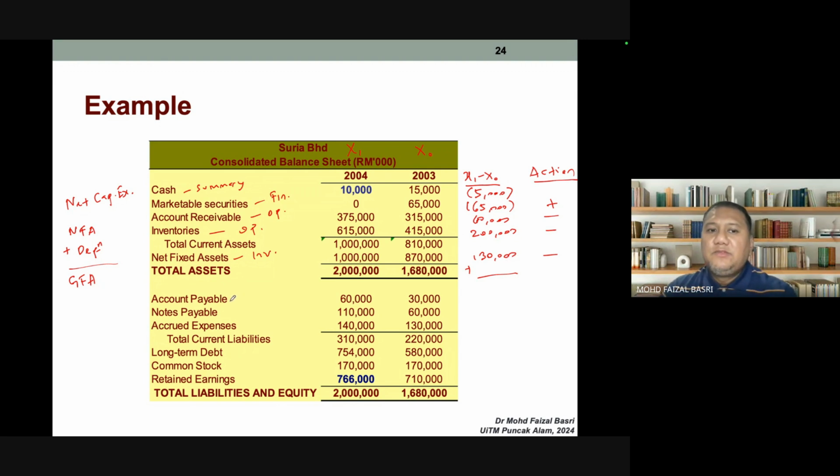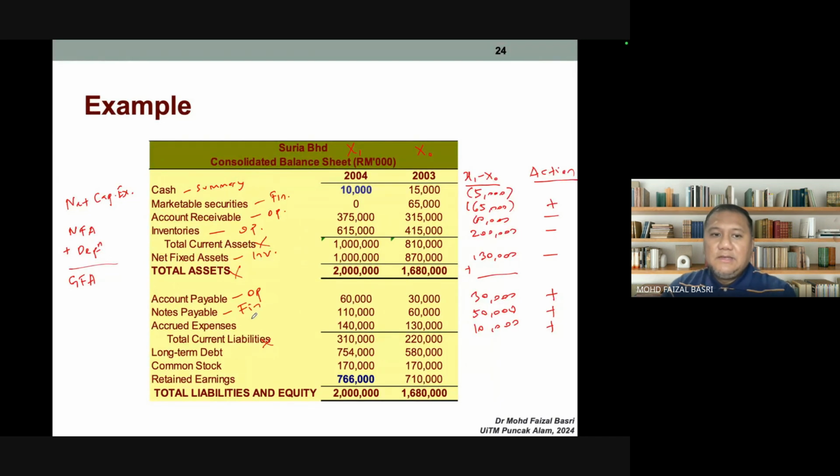Right? And then we move to account payable. Account payable ni pun dalam operating. So 60 minus 30 is 30,000. Okay, 30,000. But this is liabilities and equity. So liabilities and equity, the action correspond dengan value. So kalau ni positif, ni positif. Okay, so 110 minus 60 is 50,000. So this positive sign, kita pun plus dekat situ. Accrued expenses, 140 minus 130 is 10,000. Positif kat sini, kita plus juga. Okay, so yang total ni kita jangan kira lah. Total ni tak payahlah masuk. All the total, so the subtotal pun jangan masuk.